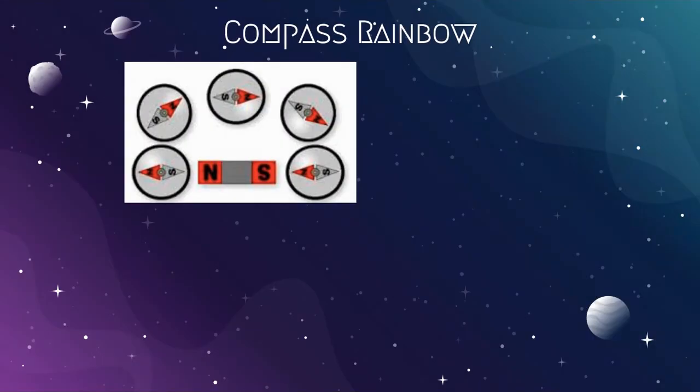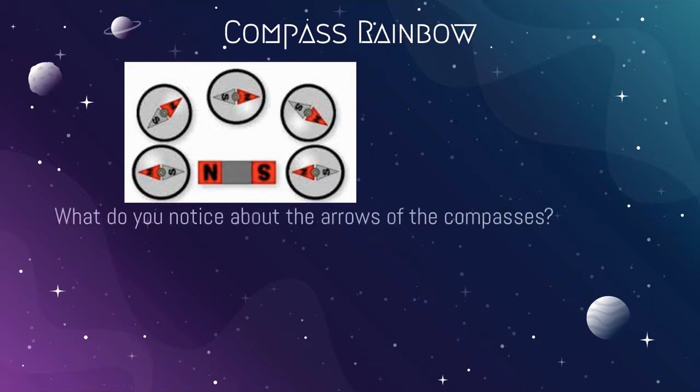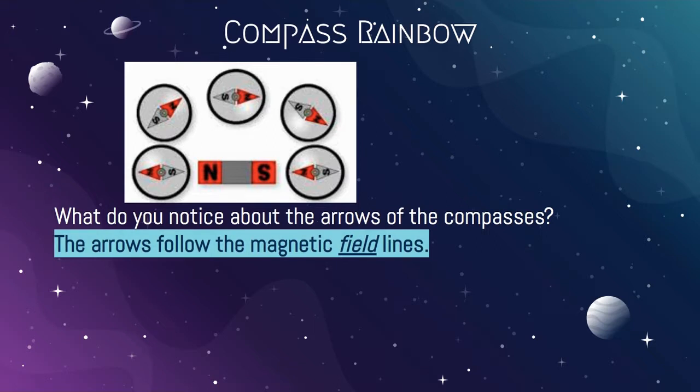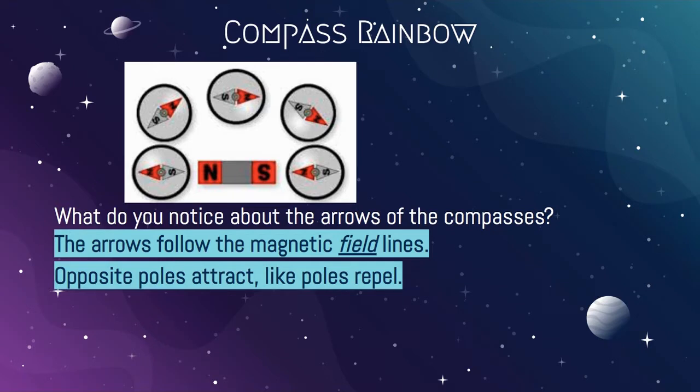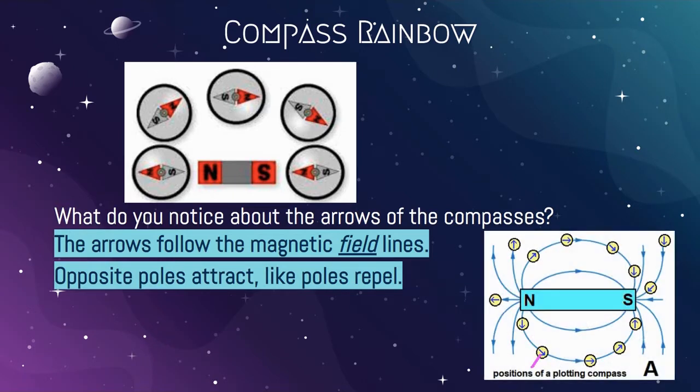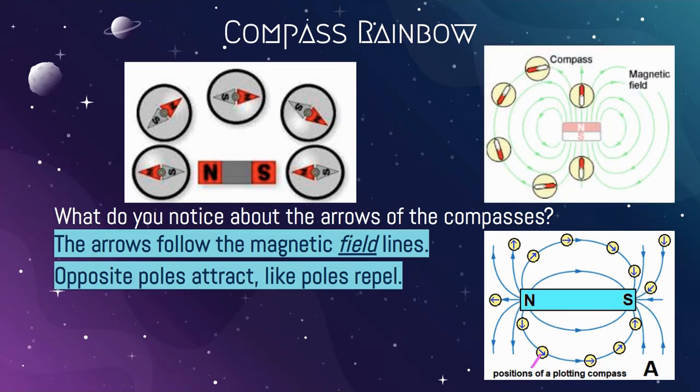So next we're going to look at the compass rainbow. I want you to look at this diagram and think about, what do you notice about the arrows of the compass and how they work? You should notice that the arrows follow the magnetic field lines. Again, opposite poles attract and like poles repel. So we are seeing that also working here with this compass in a rainbow around a magnet. And here's another diagram again showing you that it aligns with the field lines as you see in the video.